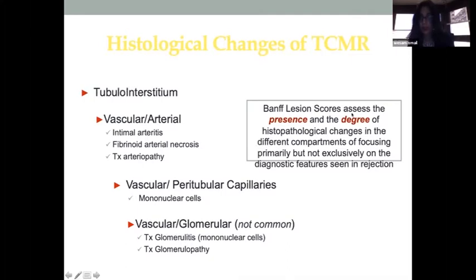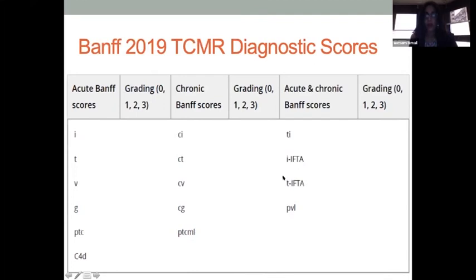The Banff lesion scores assess the presence and the degree of these histopathological changes, but these are not diagnoses. So when you look at the score, it tells you the degree and the severity of the T-cell mediated rejection present. But this in itself is not a diagnosis, and these scores are not exclusive. These are not exclusively the diagnostic features seen in rejection. What are the scores in the classification which are related to T-cell mediated rejection?